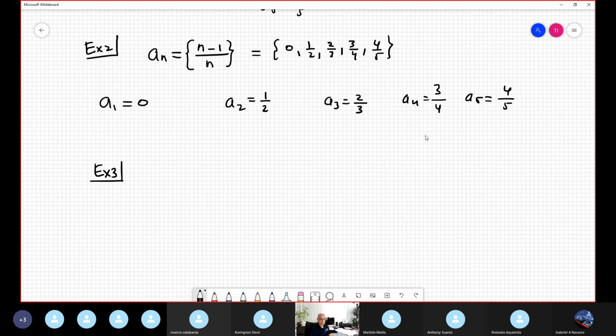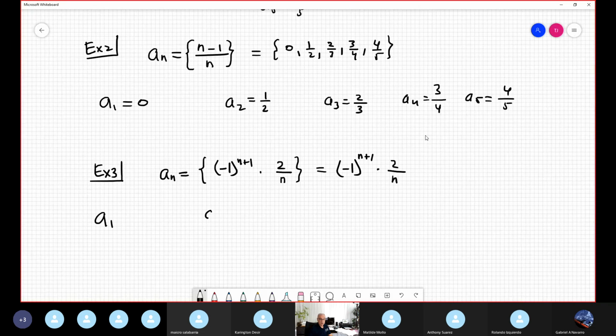This is interesting, very interesting, because the formula is using the curly bracket, (-1)^(n+1) times 2 over n, sorry. This is the formula. So the formula includes -1 to the n plus 1 times 2 over n. Then you have n = 1, 2, 3, 4, 5.